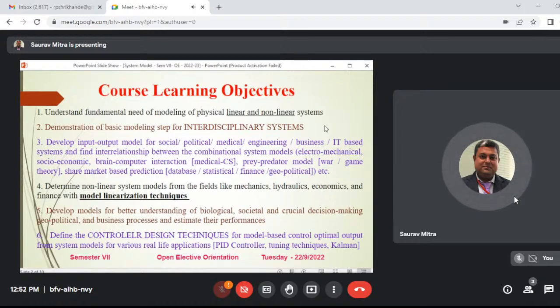Define the controller design technique. Whenever we know how the process behaves, we have to design a controller which will control the process. Controller designing techniques will also be discussed here: model-based control, optimal control, PID controller, PID tuning technique, and Kalman filter-based controller designing techniques. All these things will be learned in this course.